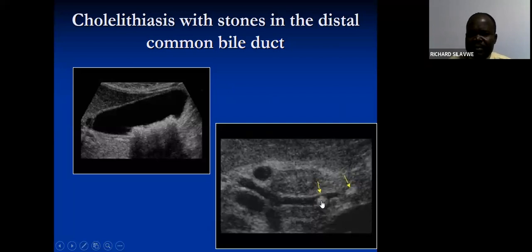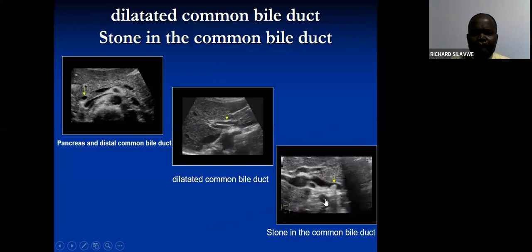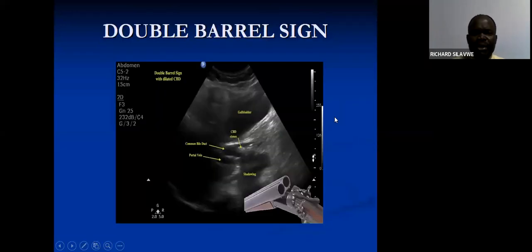You can see the stones there in the bile duct. All these, we are showing the common bile duct, which is dilated due to the stones. Here we have this stone here. So all these are just images showing us what is going on in the duct.